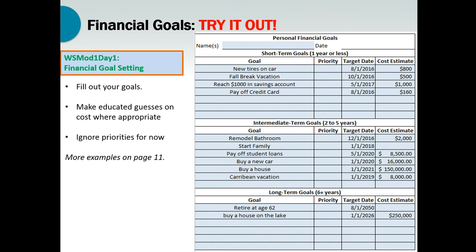When we think about financial planning, again, we start with goals, and that's exactly what you're going to do. What I would like you to do is fill out your goals. I want you to make educated guesses on cost. If you have a goal and you don't really know what it costs, ballpark it. Don't go crazy. Don't go researching a lot. Just get an estimate. I want you to ignore prioritizing them for now, but think about specific, measurable, timely goals, and flesh that out.